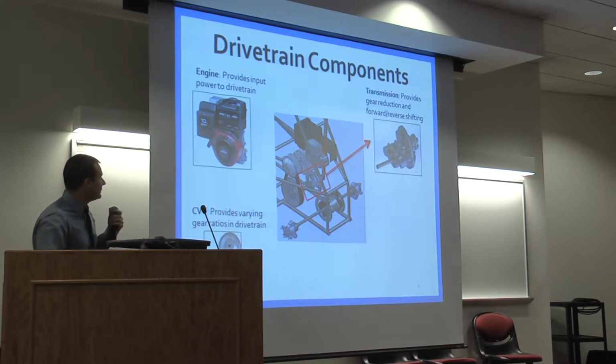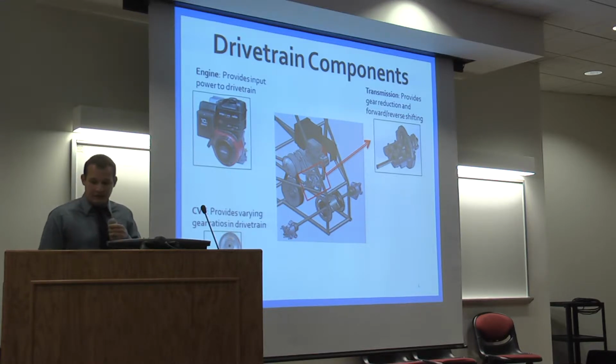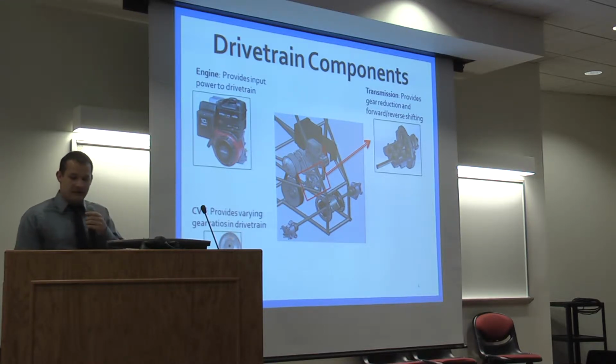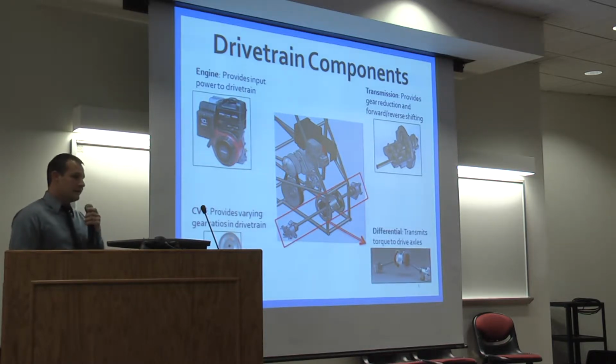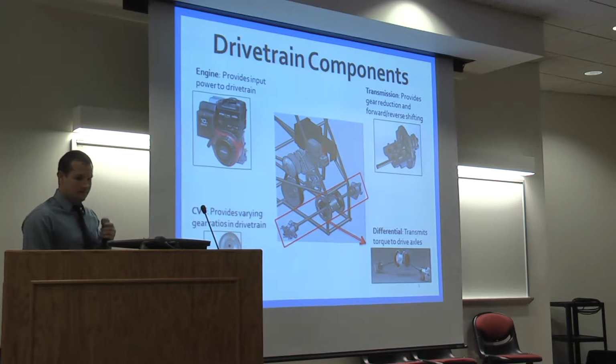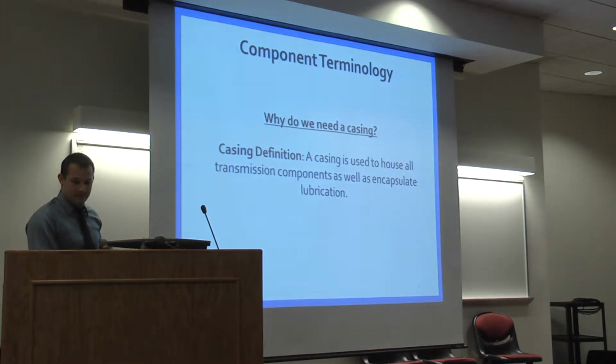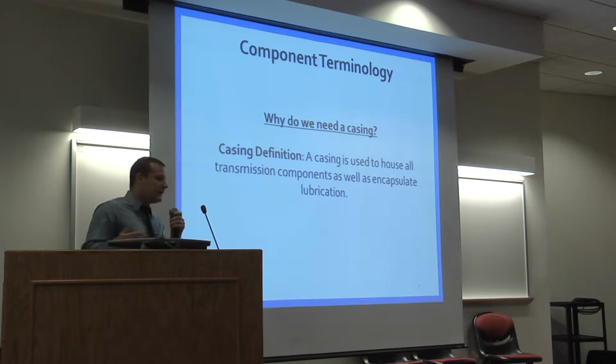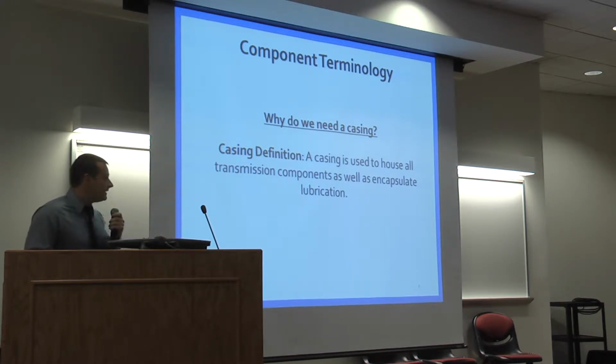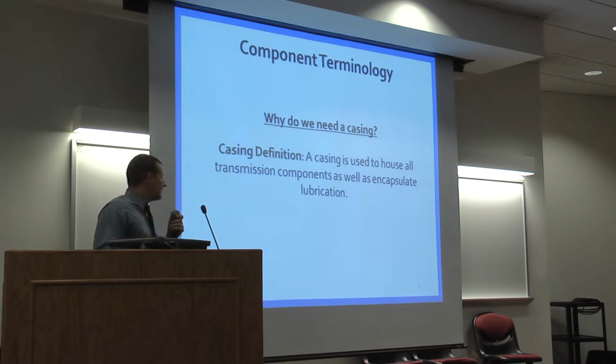Next is the transmission, which provides a gear reduction and forward and reverse mechanisms of shifting. And finally is the differential, which transmits torque to the drive axles. You may ask, why do we need a casing? A casing is used to house all of the transmission components as well as encapsulate lubrication.